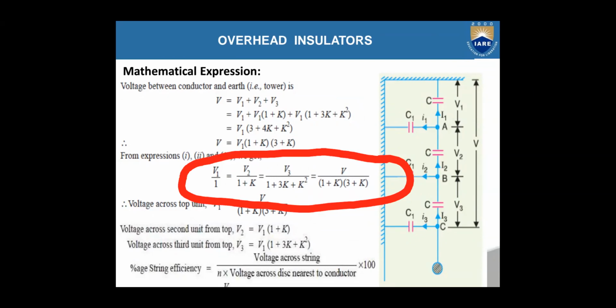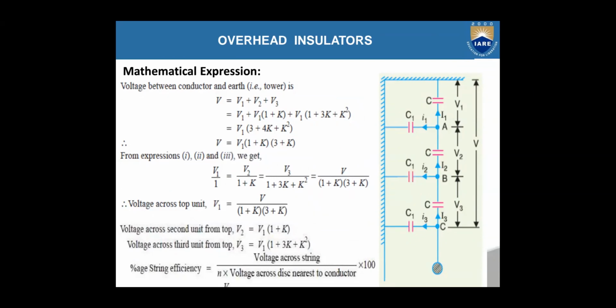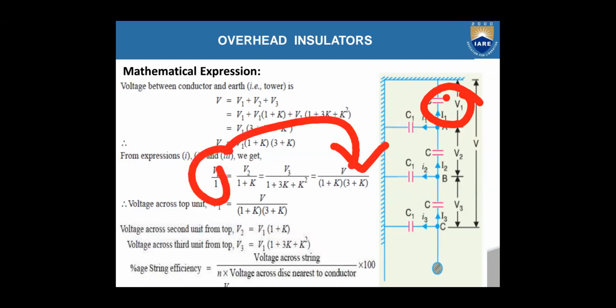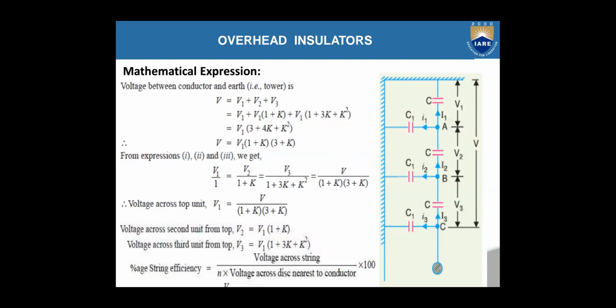All are equal. So from this equation, the voltage across the first unit, which is the first disk, V1, is equal to V by (1 plus K) into (3 plus K). If you know the voltage across the string and the capacitances C and C1, then you can calculate the K value so that you will get the V1 value.